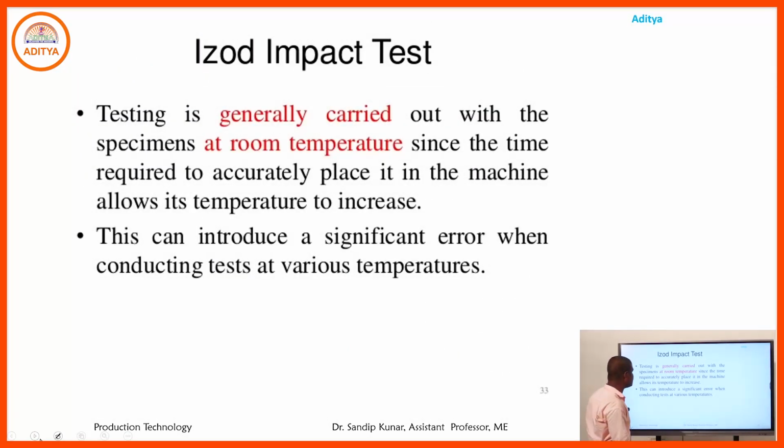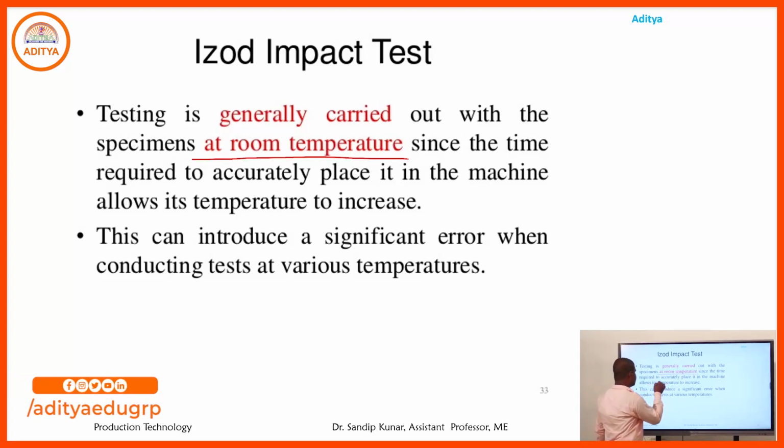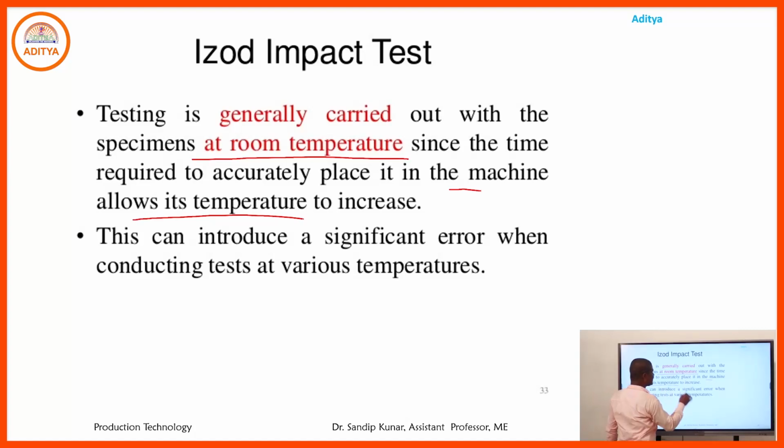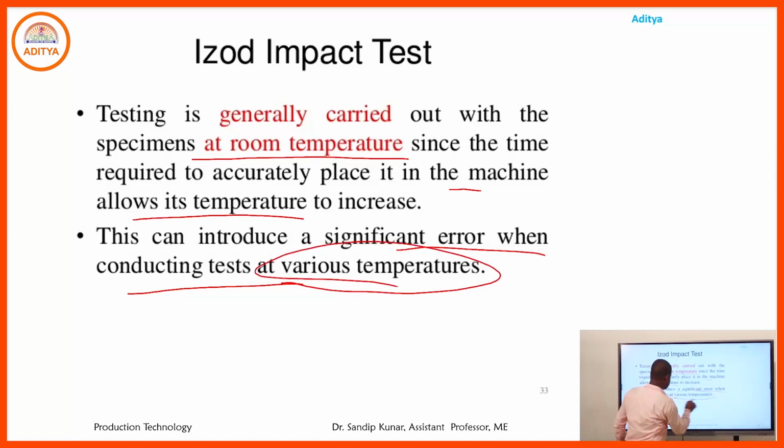In the Izod impact test, the specimen is tested at room temperature, and the machine allows the temperature to increase or decrease. This introduces a significant error when conducting tests at various temperatures, since the linear expansion of the material may be affected by the temperature increasing and decreasing. So the test may be affected by the various temperatures.